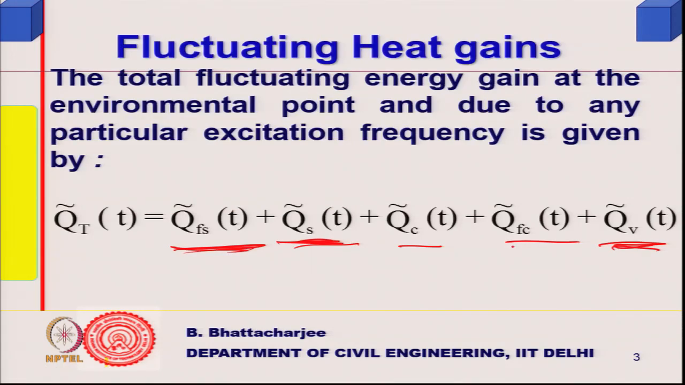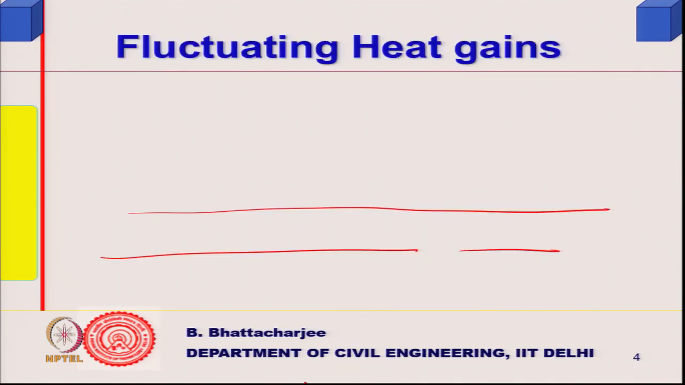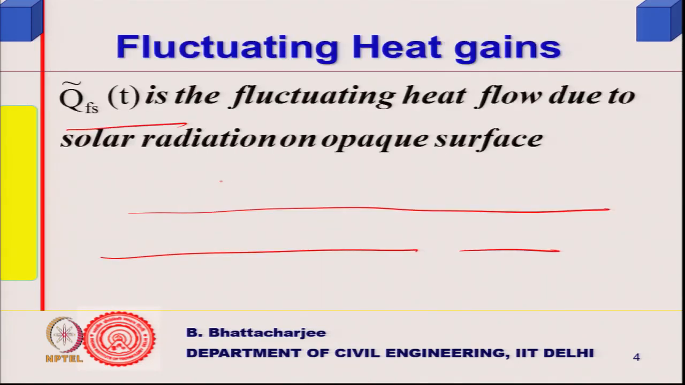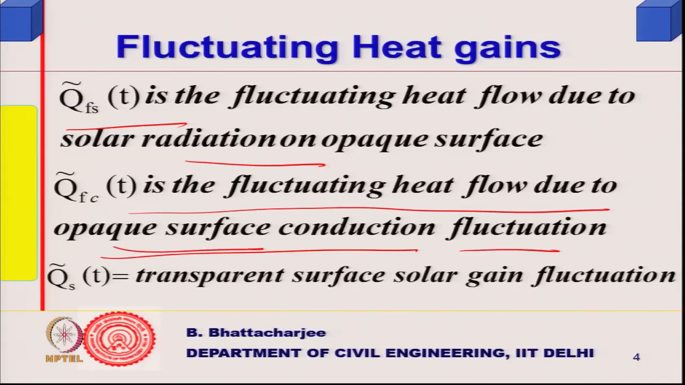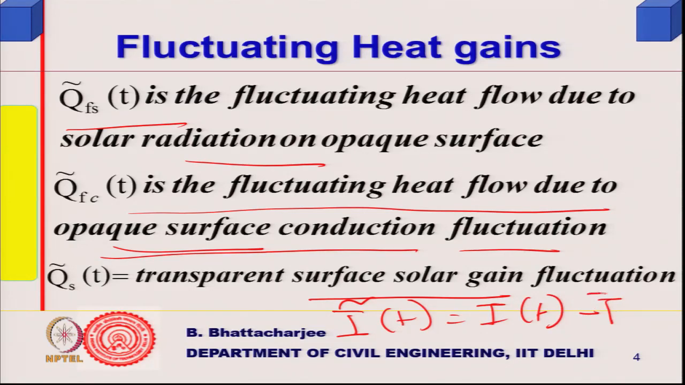QFS is opaque body solar radiation, QFC is the opaque body conduction fluctuation, because there is a temperature fluctuation outside. QST is the transparent surface solar gain. We have taken AI theta earlier, now the swing part of it I have to take. So, again this I swing T is equal to I T minus I bar, which is the mean. So, that is the swing part. Due to this swing there will be some solar gain transfer.